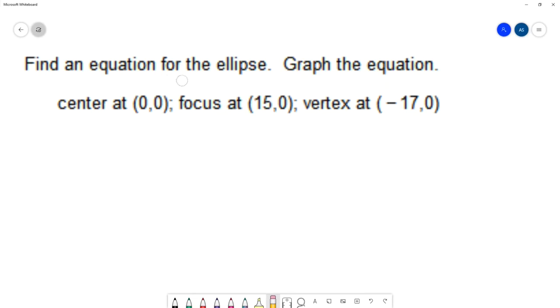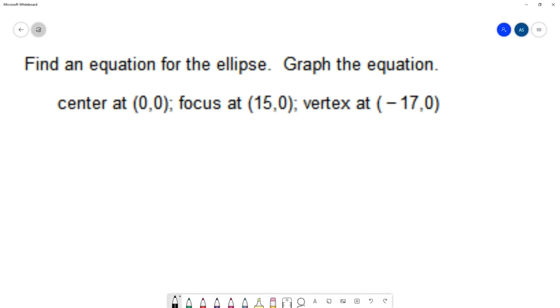We want to find the equation for the ellipse, graph the equation, and we're given some properties about the ellipse. It has a center at 0, 0, a focus at 15, 0, and a vertex at negative 17, 0. So the first thing that I like to do is to try to figure out the orientation, because once we know the orientation, we'll know which base equation to use.